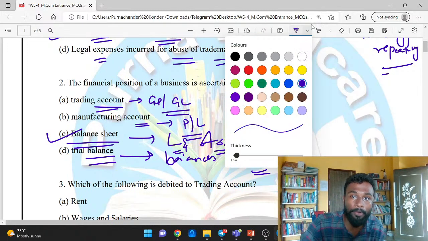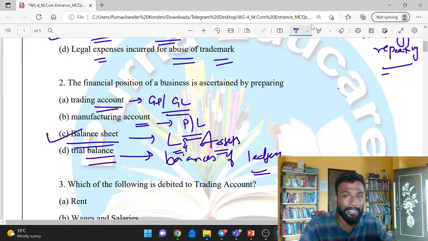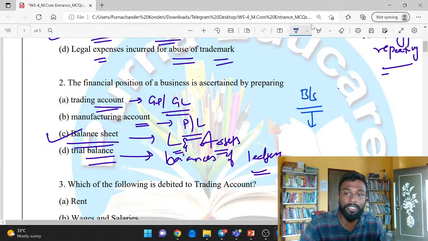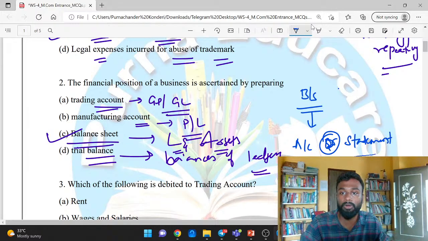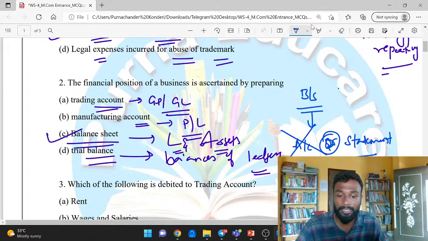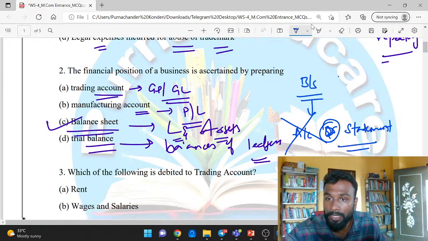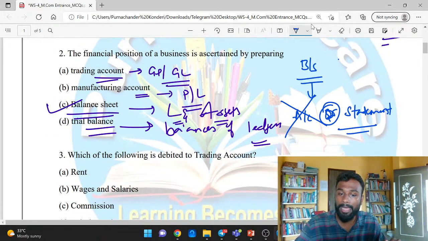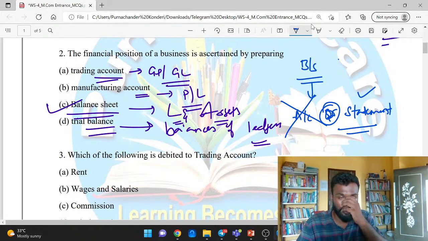Here is one more important point you have to take into consideration: is the balance sheet an account or a statement? You have to mention this clearly. The balance sheet is not an account, it is purely a statement. The balance sheet is nowhere treated as an account, it is purely a statement of assets and liabilities. I hope it is very clear.